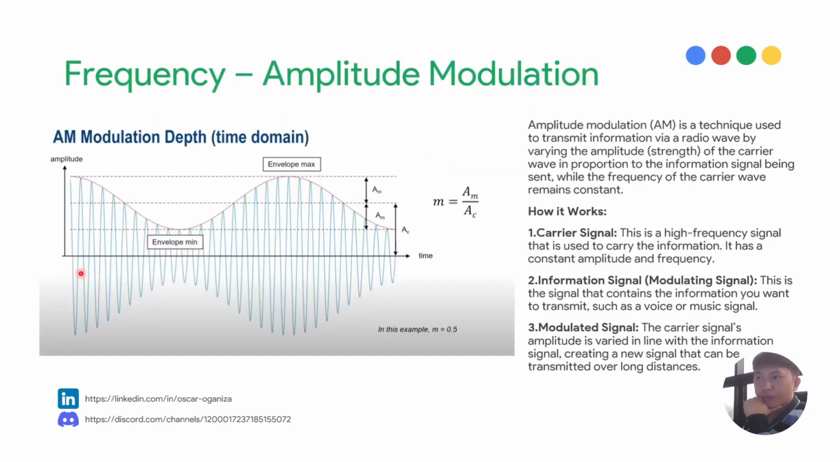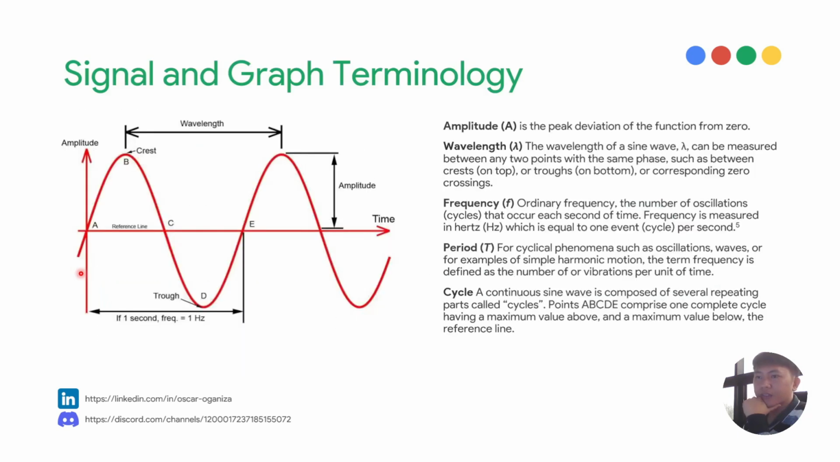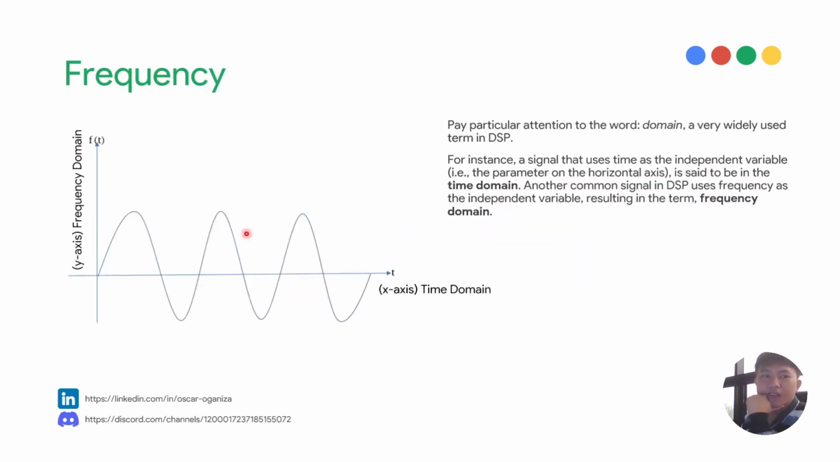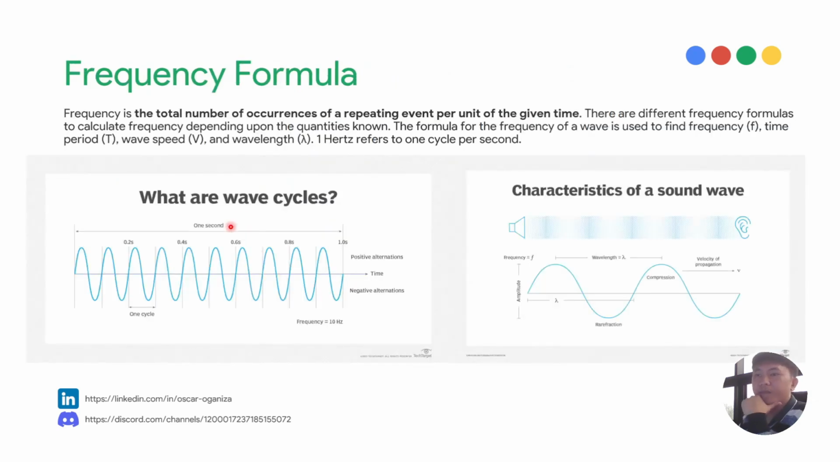If you can see our example earlier, 1 cycle from A, B, C, D, E. In our example here, it is 1 cycle, 2 cycles, 3, 4, 5, 6, 7, and so forth and so on. So 10 hertz: 1, 2, 3, 4, 5, 6, 7, 8, 9, 10. 10 cycles per second, so 10 hertz. Every 1 second, you have 10 cycles. So that's how cycles are being presented here.